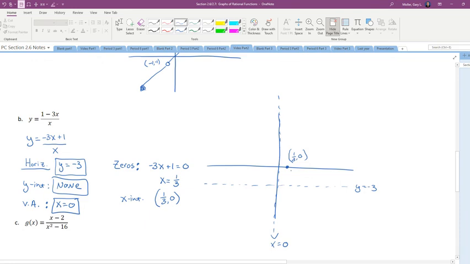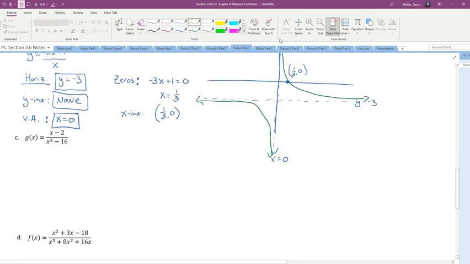Horizontal asymptote, y-intercept, vertical asymptote, zeros. Do I know enough to graph this? I would argue that I do. And I have a 0 here, and so that means I came down, approached my asymptote from above. Here I have no zeros, so the absence of zeros tells me my graph looks like this. All right, let's keep going.